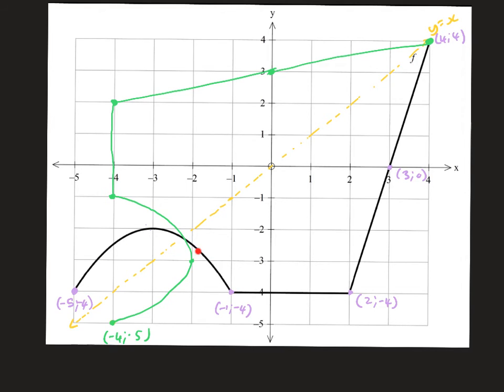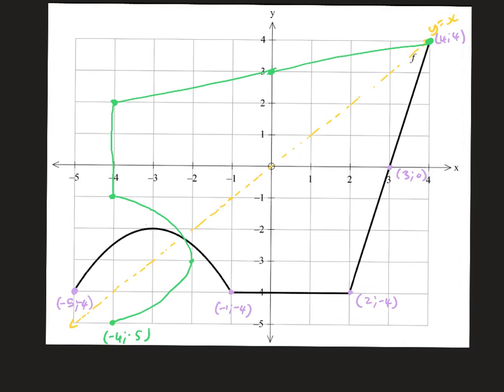So this parabola here, if it reflects about the line y equals x, is going to look like that. Okay, I think that's one way to just do it. You do it in those different parts. So we're here now. So (-1, -4), there's a straight line. So (-1, -4) becomes (-4, -1), and that's a straight line up to (2, -4), which will become (-4, 2). So those two connect with a straight line.